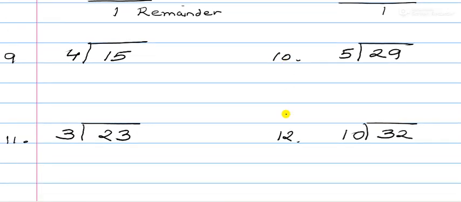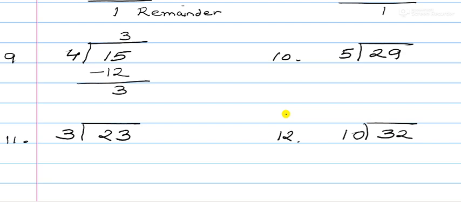Let's do one more. This one is 15 divided by 4. So we say our 4 times table again. 4 times 1 is 4, 4 times 2 is 8, 4 times 3 is 12, 4 times 4 is 16. So 16 will be more, so we don't have to take 16. 4 times 3 is 12. So we write 3 on the top, minus 12. Now 15 minus 12 is 3. So we write 3 as the remainder here. 3 is the answer, 3 is the remainder here.